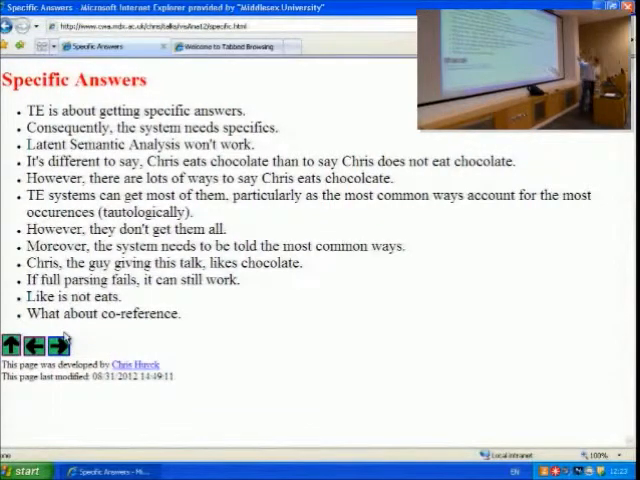Yeah? TE systems can get most of them, particularly as the most common ways account for the most occurrences, which is a tautology. Right? However, they don't get them all. Remember, the system needs to be told the most common ways.